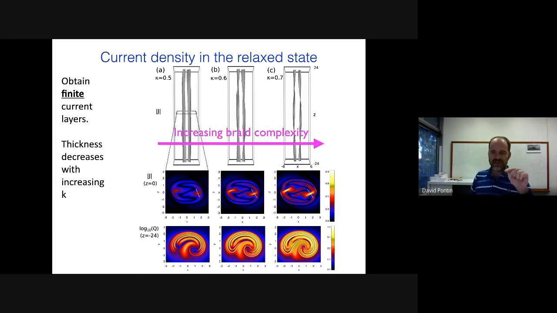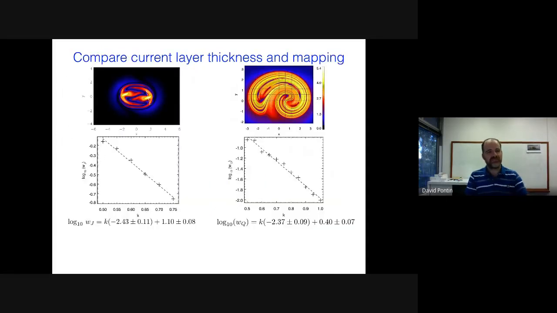So then if we want to go ahead and try and quantify the thickness of those current layers, then we can take some kind of cut across them. That's shown with the white dashed lines there. And then we can measure the thickness of the current layer for the different simulations. And the current layer thickness as a function of our parameter that controls the complexity is shown in the left-hand plot here. So Wj is the current layer thickness, and approximately we fit this scaling law to it on the left.